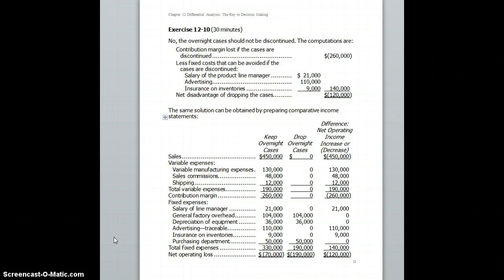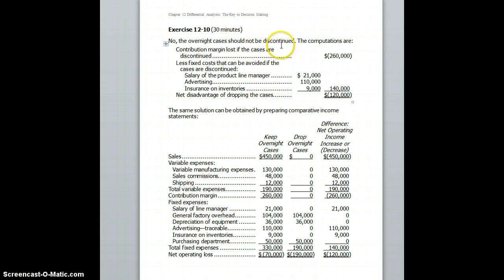So going back to our concept of relevant cost, if you're going to have general factory overhead or purchasing department costs in the alternative of keeping the overnight case product line or dropping it, then those costs are in both alternatives and they're therefore irrelevant, and they should not be considered in the decision. It's only those costs that would be different if you dropped the overnight case product line.